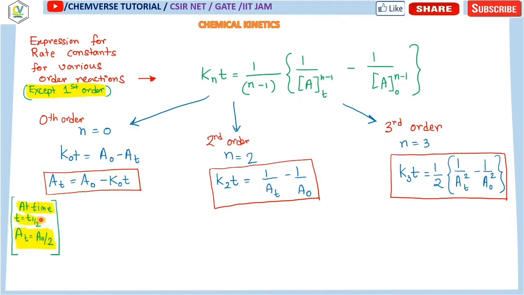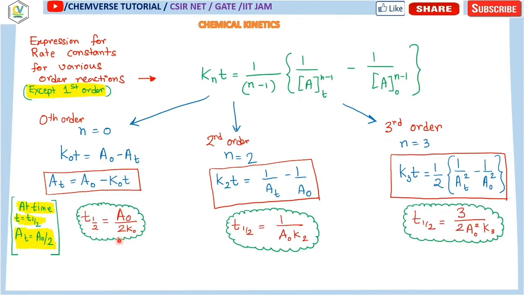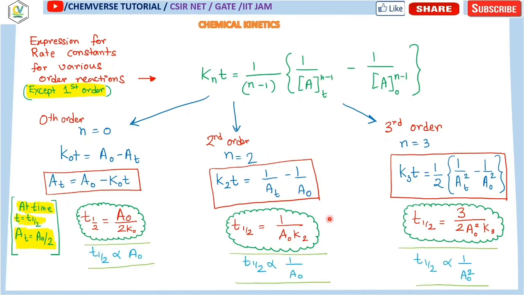Now over here you can see that when t is t half, that means at half life, okay, t is t half means half life, when half of the reactant is consumed. So over here A0 is the initial concentration of the reactant. So at time t half, you can find that At is nothing but A0 by 2. So putting At as A0 by 2 and t half instead of t, you will get the expression for the t half. So this is the expression for the t half for 0th order reaction, this is for second order reaction, this is for third order reaction. So from this expression you can find out everything, the rate expression as well as the expression for the t half.